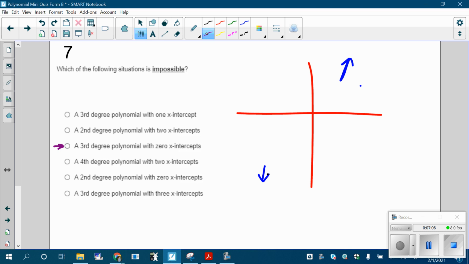My graph's end behavior is down, up. Well, then somehow those arrows have to get connected. It's kind of like continuity. There's no way I can connect those arrows without crossing the axis at least once. Okay, it's impossible. If the end behavior is up, down, which is the other possibility for a third degree polynomial, the same idea applies. I start up and I end down. There's no way I can connect those 2 arrows without going through the x-axis at least once.